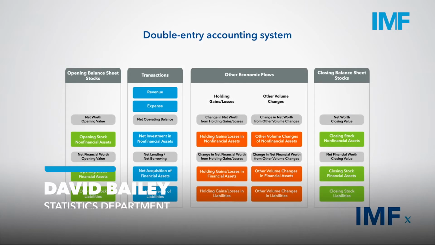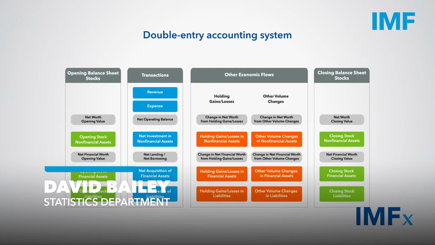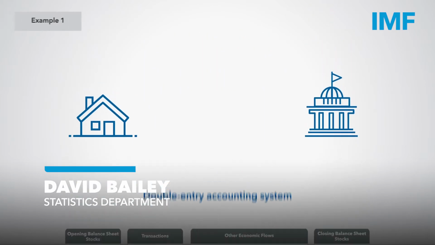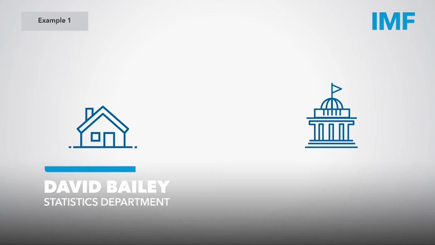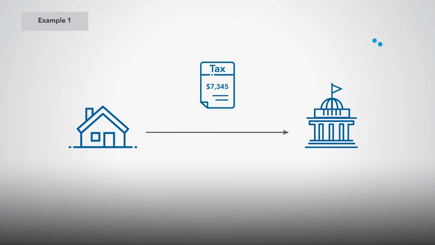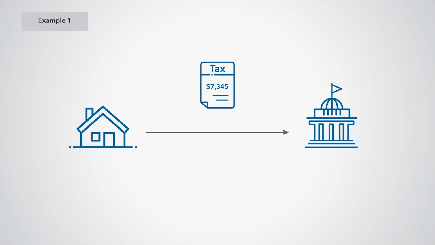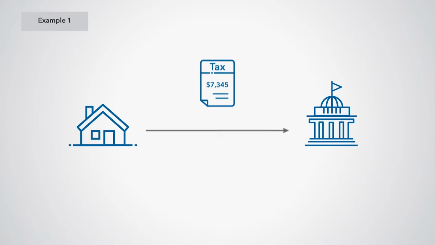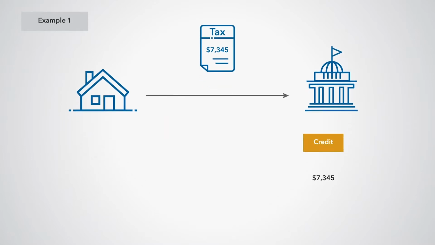Let's look at two examples of double entry recording in the GFS framework. In the first example, a household pays $7,345 in income tax to the government. This payment is a credit entry under revenue, specifically taxes on income, profits, and capital gains.